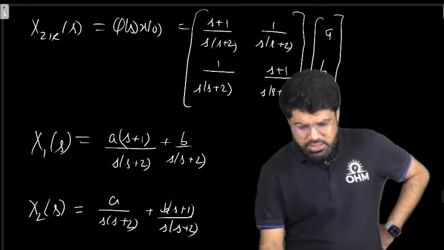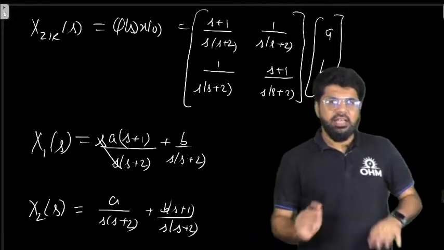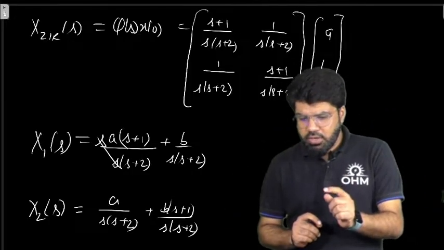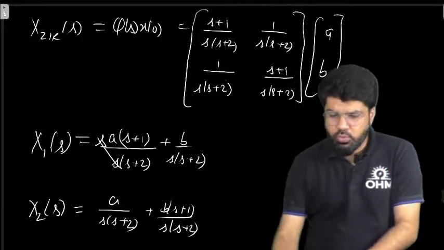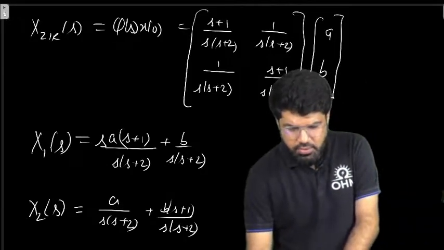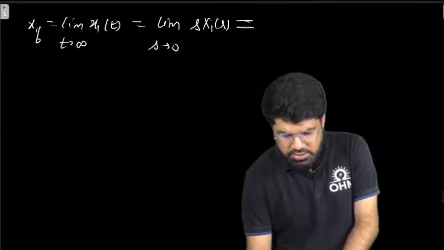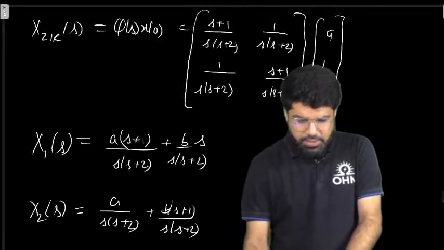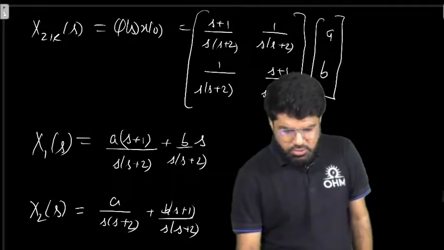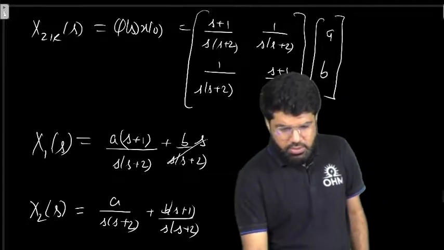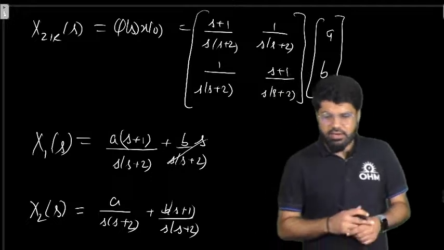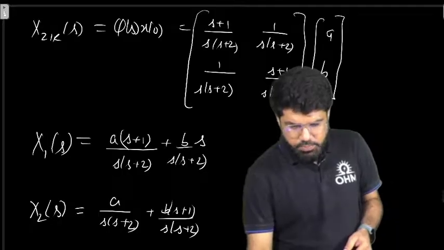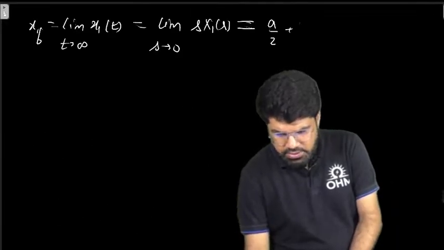s into X1(s), now you multiply s and s, and they cancel here. So what will be left? Then put s tending to 0, so 1 by 2 into a, that is a by 2, and next plus b. Here also s is multiplied, so s and s cancel, and then b by 2. s into this term, s and s cancel here also. So b by 2 plus b by 2.